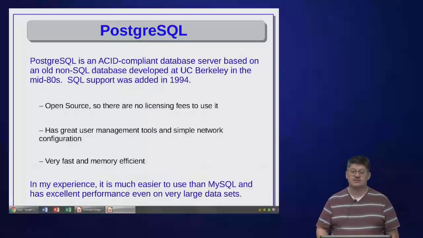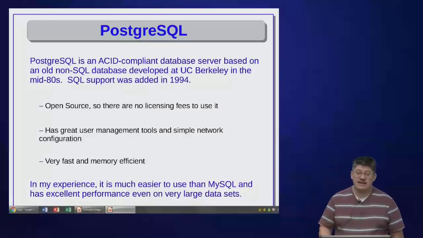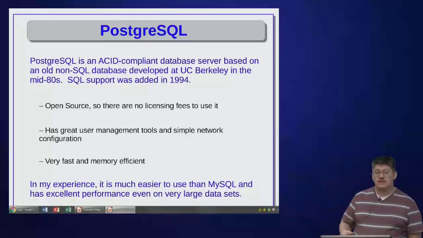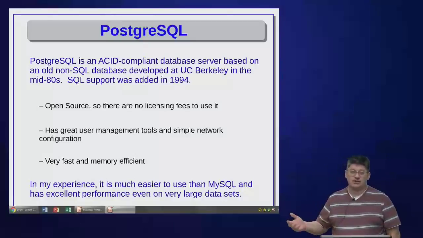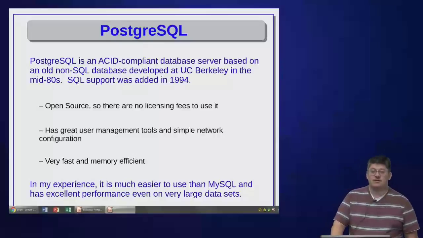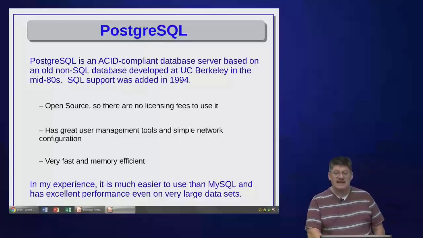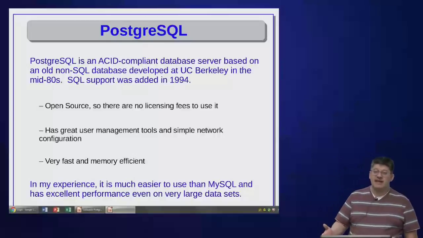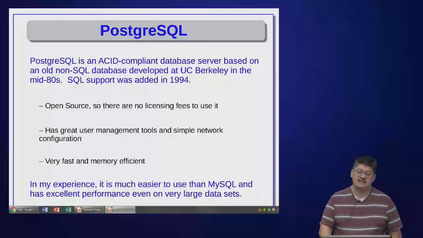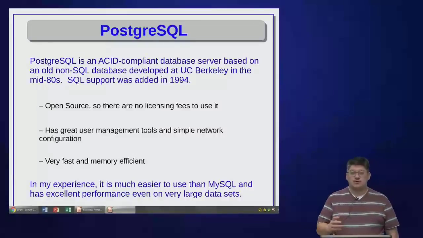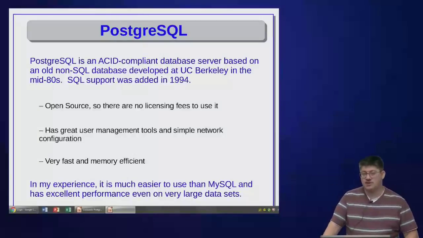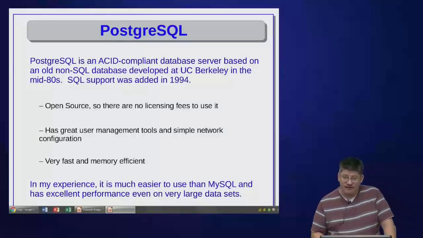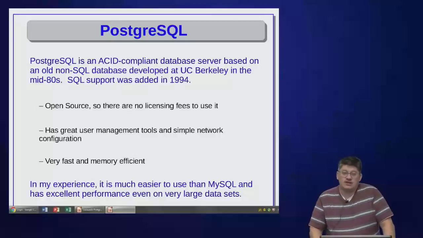So what is PostgreSQL? Well, it's an ACID-compliant database. All good modern databases are. Any good modern relational database anyway. It was developed at UC Berkeley in the 80s as a database called Postgres, and then SQL support was added in 1994, and so they renamed it PostgreSQL. So it's actually a pretty old piece of software, but it's aged very well. In fact, the code is in really great shape.